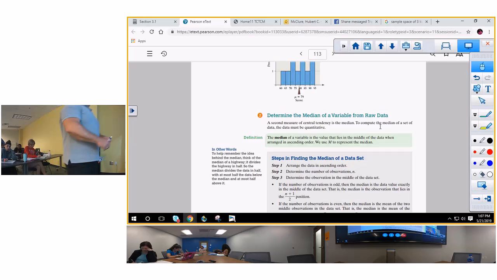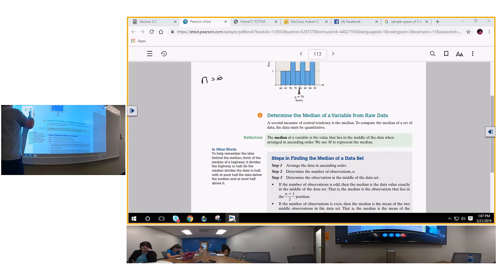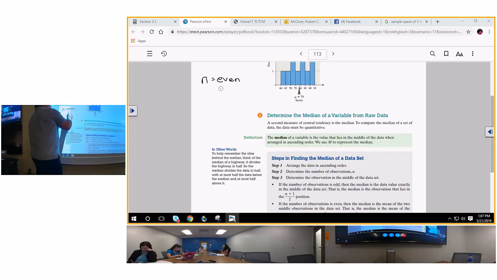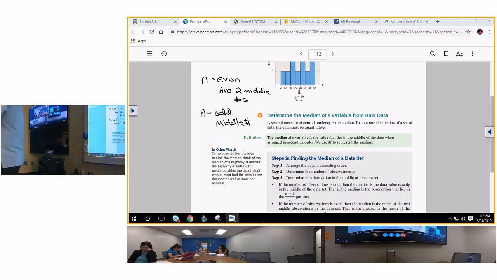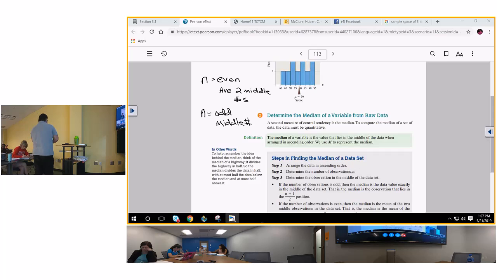Now, there's one rule that you have to remember. If n is even, you average the two middle numbers. If n is odd, you just what? You just find the middle number. And you'll see that when we do an example. Because we're going to do the examples all together. We're going to find the mean, median, mode. We're going to do it all together.